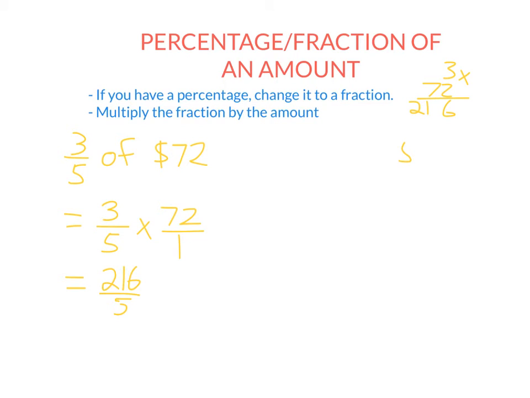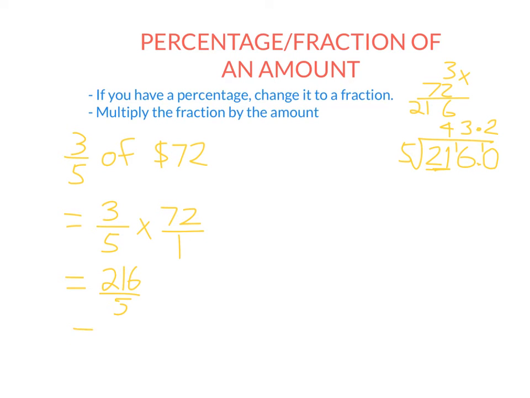Again, if you're not sure how to do it, just go 5 into 216. So 5 doesn't go into 2. How many times does 5 go into 21? Goes in 4 times. Remainder 1. How many times does 5 go into 16? It goes 3. Remainder 1. So then what we can do is put a 0 there, put the remainder there. How many times does 5 go into 10? It goes twice. Decimal point above decimal point.